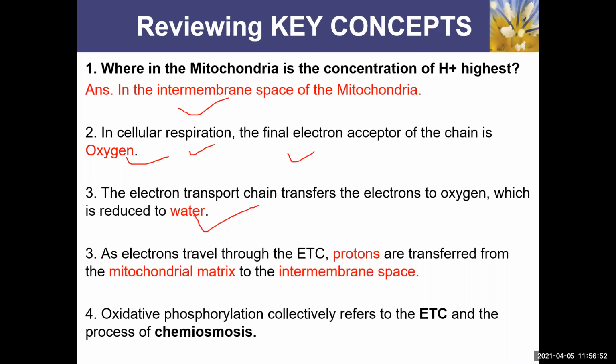As electrons travel through the electron transport chain, protons are transferred from the mitochondrial matrix to the intermembrane space. We spoke about all these things. And then oxidative phosphorylation collectively refers to the electron transport chain and chemiosmosis. Together, it's called oxidative phosphorylation.